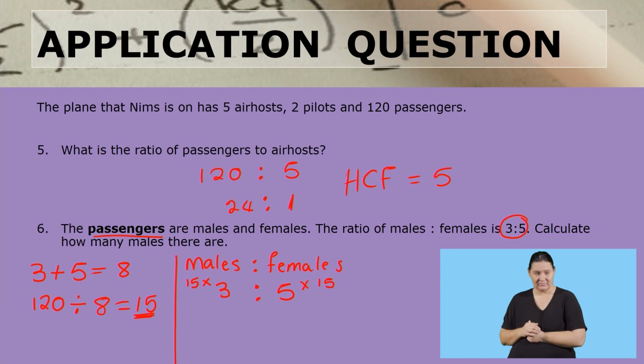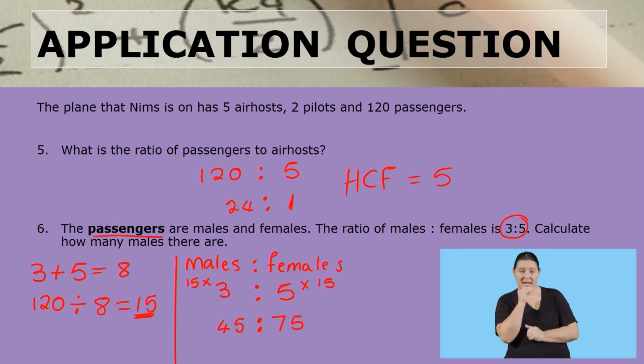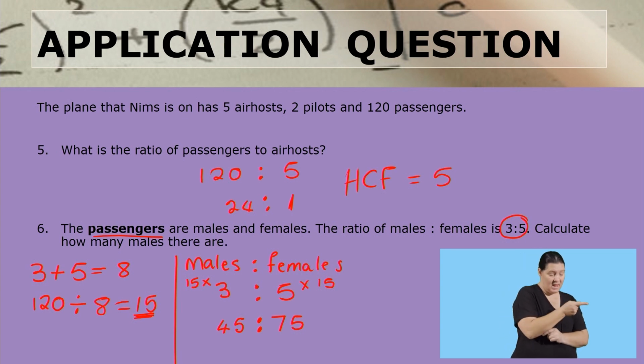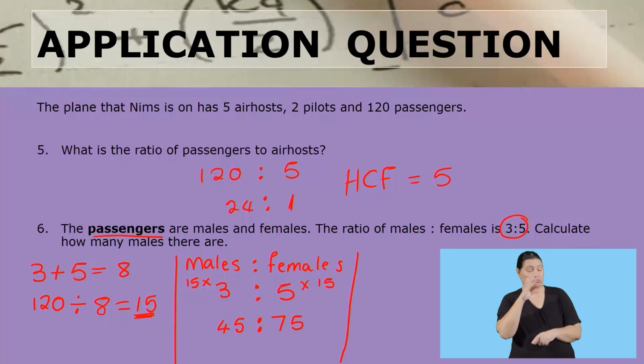So 15 multiplied by 3, that gives us an answer of 45. And 5 multiplied by 15, that gives us an answer of 75. So this means that there are 45 males and there are 75 females. But you need to check this. Remember, everything in maths you need to verify.